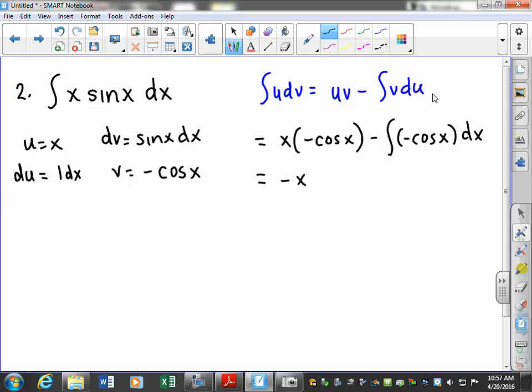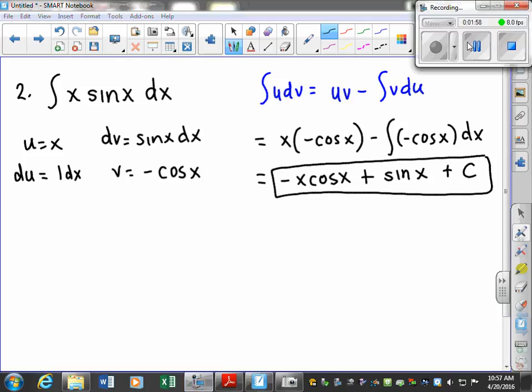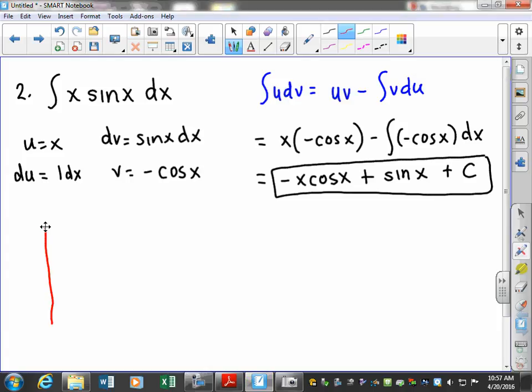So negative x, if I bring the negative 1 out front, negative x cosine of x. What is the antiderivative of negative cosine of x? Negative, this would be sine of x and you would have negative, so then minus, so you would have plus sine of x. And then we remember our plus a constant. Alright, now let's use our table and just check this and see how this works in the table.